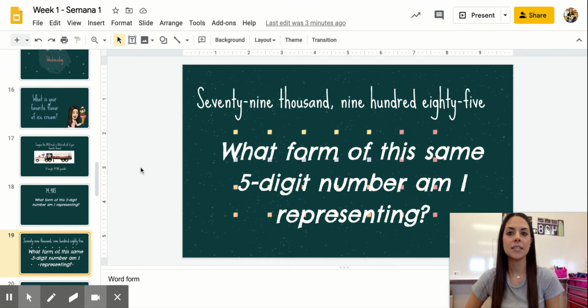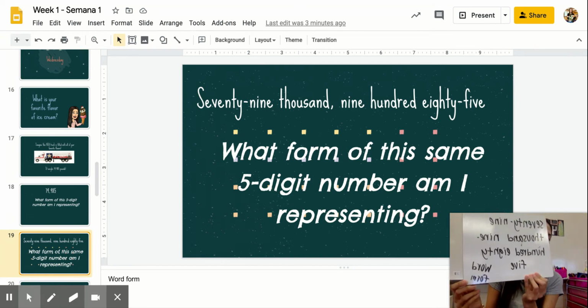All right, here's the next one. When I see a number that's written using words or letters, that number is in word form, okay? Word form.